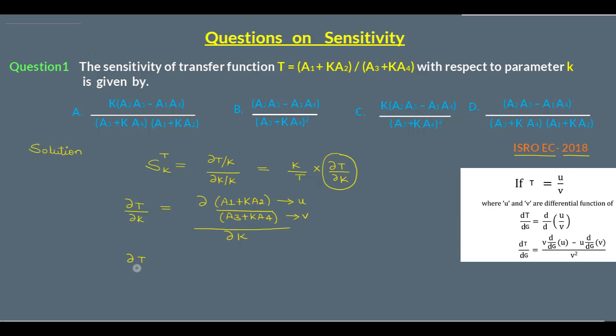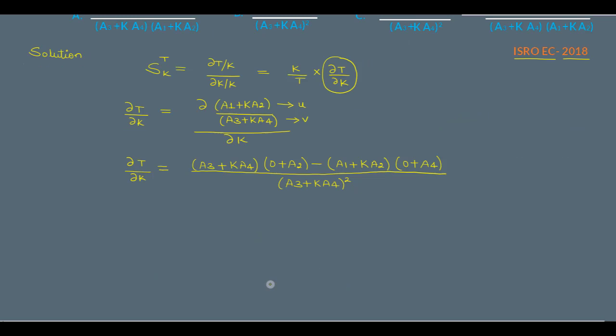So by solving ∂T by ∂K, you will get V, which is A3 plus K A4, into differentiation of U, which will be 0 plus A2, minus U, which is A1 plus K A2, into differentiation of V, which will be 0 plus A4, upon V square, which will be (A3 plus K A4) whole bracket square. Now you can just open the bracket.